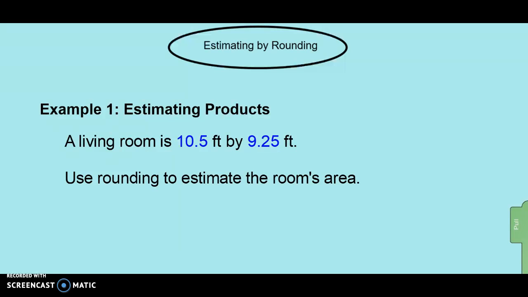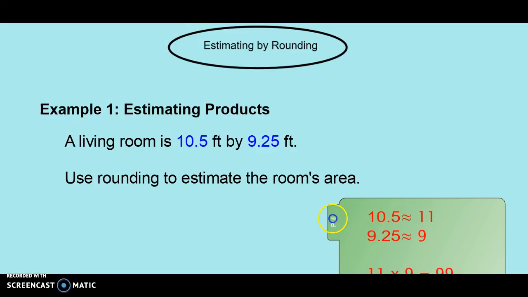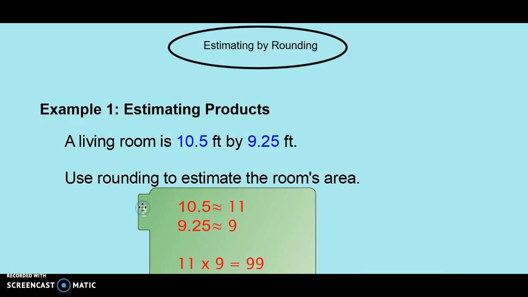A living room is 10.5 by 9.25 feet, and we're going to round or estimate the room's area. So we're going to have to multiply the two numbers. If we rounded the 10.5, we'd round up to 11, and then the 9.25 would round down to 9. Remember, 5 or more, let it soar, 4 or less, let it rest. Now we can estimate 11 times 9, it would be about 99 feet squared.